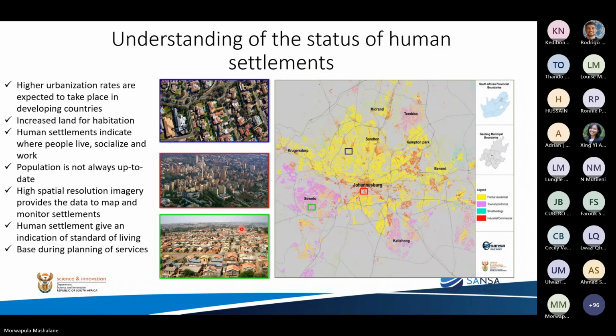Human settlements also give an indication of the standard of living. Looking at the kind of housing structure that is there, we are able to class the different individuals staying there. We can class them as those who are opulent, those who are middle class, and those who are lower class, and also in terms of being poor or not, and having access to services or not, which is extremely important when it comes to the planning of services.